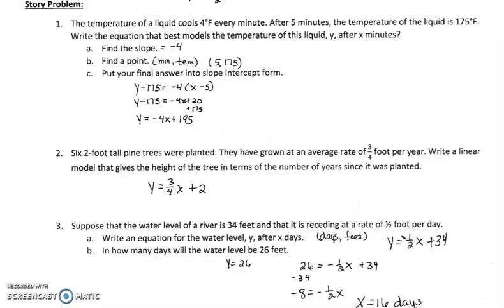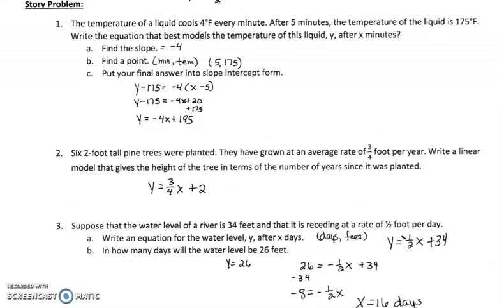That's the hard work. That's the new stuff that you haven't had to do, is identifying the slope and the point. Now, it's what we were doing before. You're going to take it, plug it into point slope, and then change it into slope intercept. So y minus 175 is equal to negative 4 times the quantity x minus 5. You're going to distribute the negative 4. You're going to add the 175. Y is equal to negative 4x plus 195.